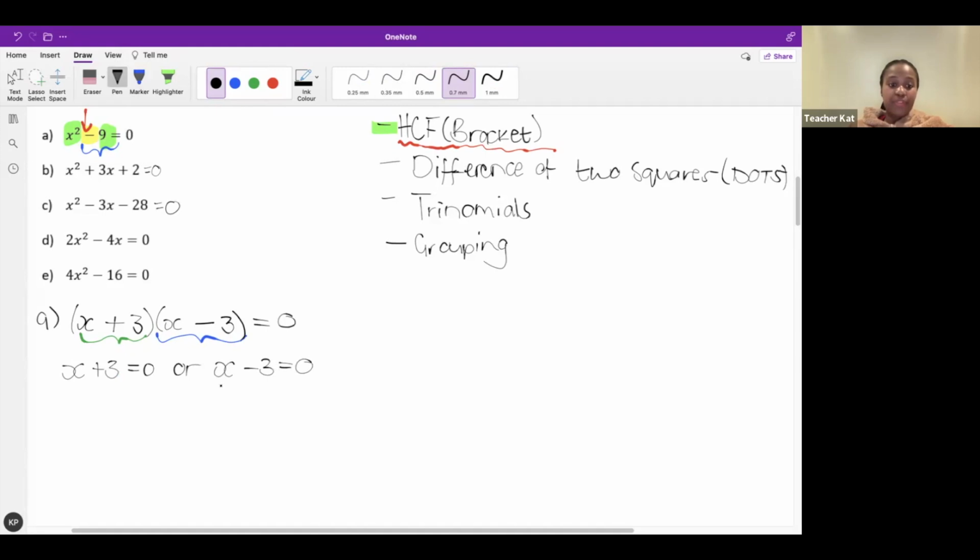Okay. Now let's solve for the first one over here. How are we going to get x on its own? How am I going to get x on its own for that first one?